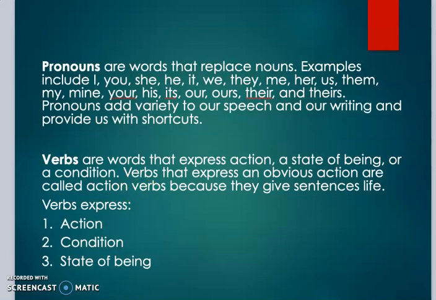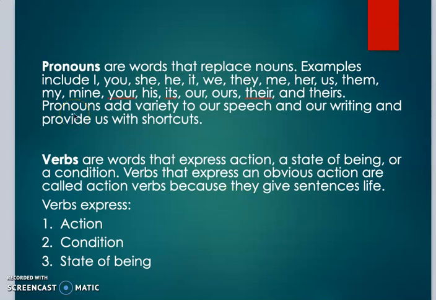So pronouns, let's jump into that. Nouns are pretty easy. Pronouns are a little bit more difficult. They are words that replace nouns: I, you, she, he, it, we, me, her, us, them, and on and on. Pronouns, of course, add variety to our speech, and they're really intuitive in our language capacity.